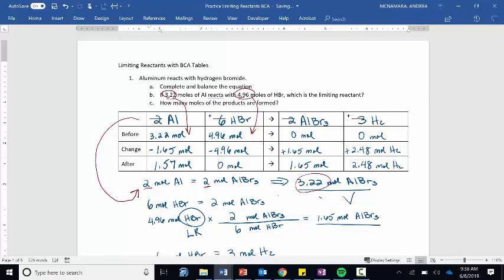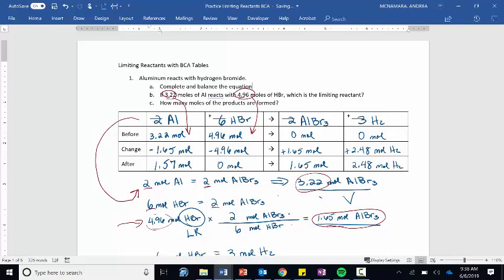Then I had to say how much aluminum bromide I could make if I started with the hydrogen bromide instead. So that was this problem, right? I know from my equation that I need 6 moles of hydrogen bromide for every 2 moles of aluminum bromide that I want to make. I start with what I'm given, 4.96 moles of hydrogen bromide. I use my mole ratio, 2 to 6, and I found that I could make 1.65 moles of aluminum bromide.